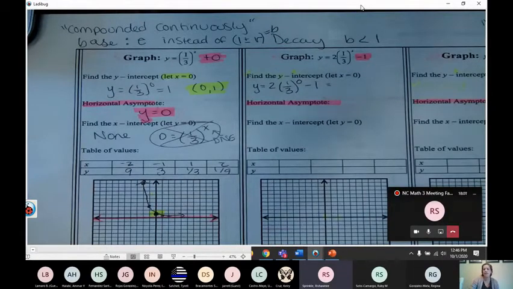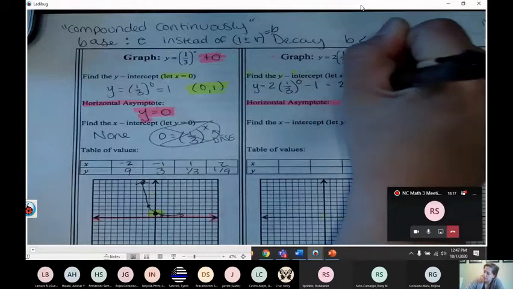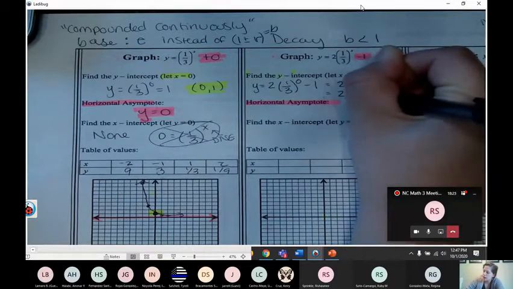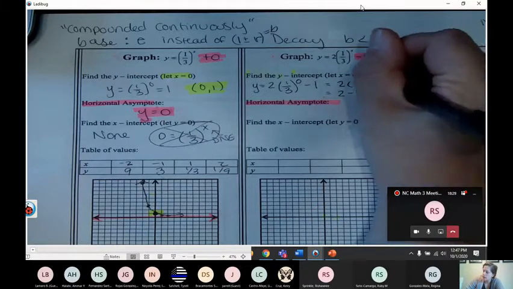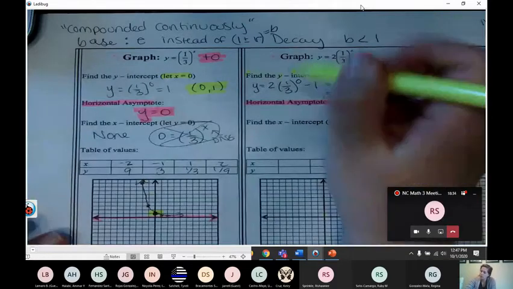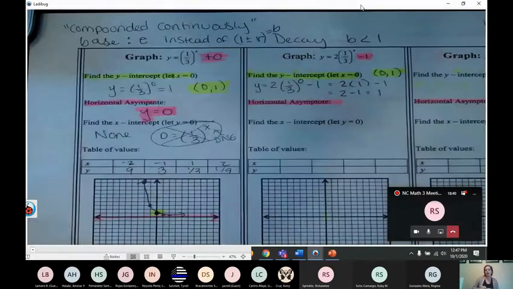So now, Rashani, do you remember what 1/3 to the 0 power is? No. So anything to the 0 power is the same value, and it's going to be 1. So we're going to replace that with a 1. And then 2 times 1 is 2. We're subtracting 1 from that to get our final answer as 1. So our y-intercept is going to be the point (0, 1). Okay. So this is our y-intercept. To find the y-intercept, we let x be 0. Thank you for helping, Rashani.